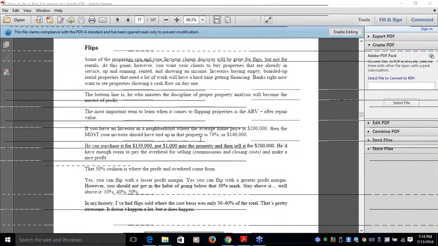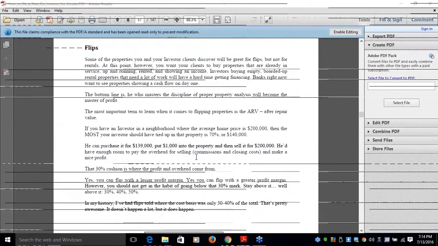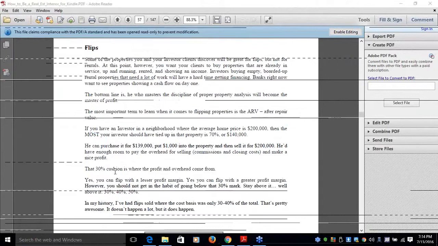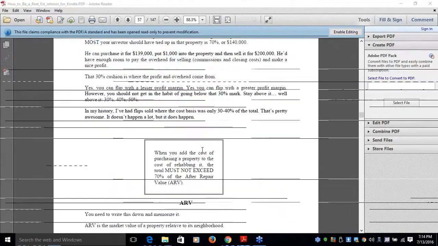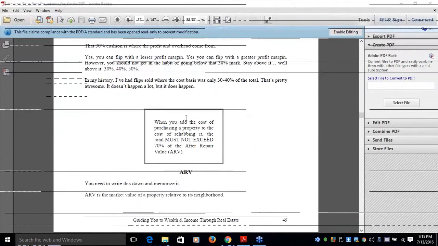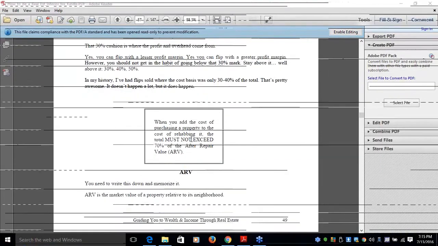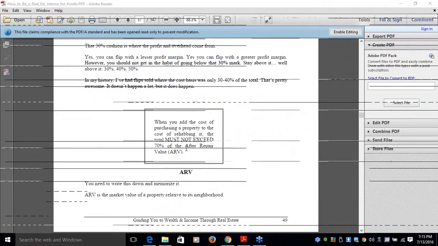So we're going to get back into this after we go through the forms. Just keep in mind that the two main things here are ARV and a 30% spread. That's going to include your profit and your overhead. Okay. All right, let's move down here. You can see the basic warning there. ARV, when you add the cost of purchasing a property to the cost of rehabbing, the total must not exceed 70% of the after repair value.